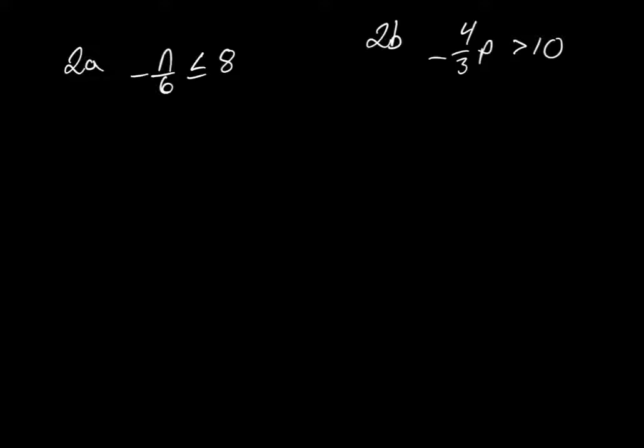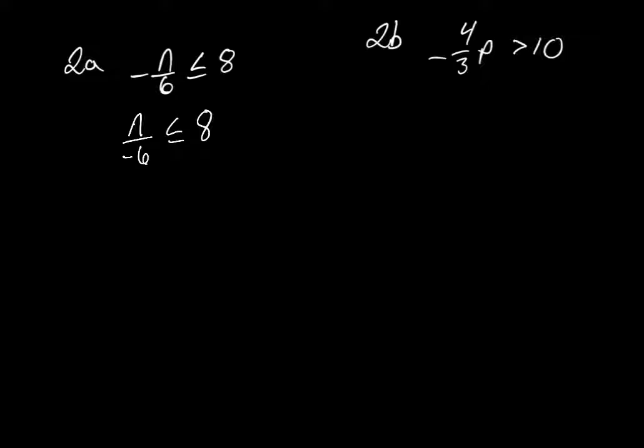Okay, let's see how you did. For the first one, 2a, we have negative n over 6 is less than or equal to 8. The first thing I need to do is put a place for the negative sign. It doesn't matter where you put the negative. You can put it on the top with the n, or on the bottom with the 6. I'm going to choose to put it on the bottom with the 6. So it looks like that.